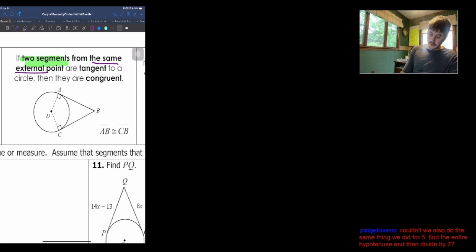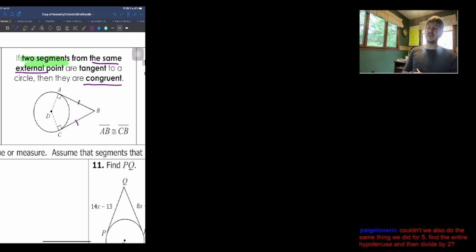The same external point is B. External point means outside the circle. So if you draw any point outside the circle, there is a possibility you could draw two tangents depending on what direction they go in. No matter what point you draw, if I draw a point all the way out here, you could draw a tangent going in this direction, and you could draw a tangent in this direction, as long as it hits the circle once. You always have two options, but no matter what, both of those tangents will always be congruent to each other.